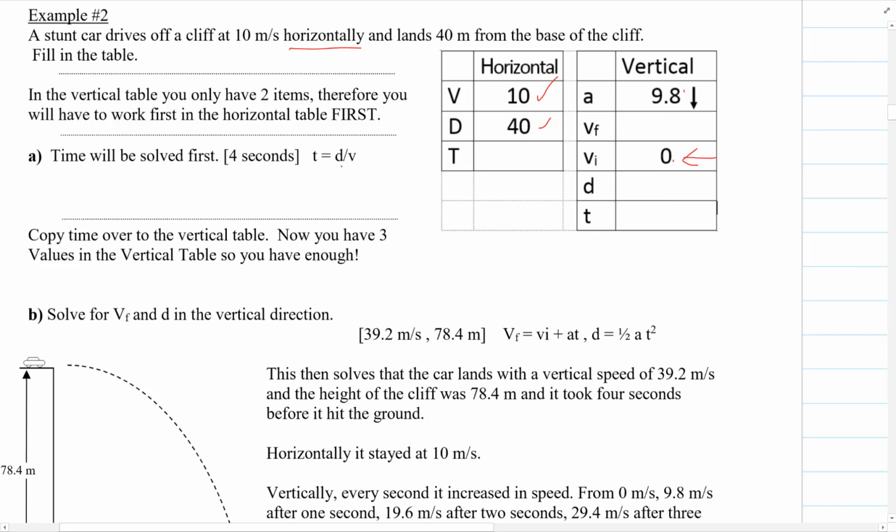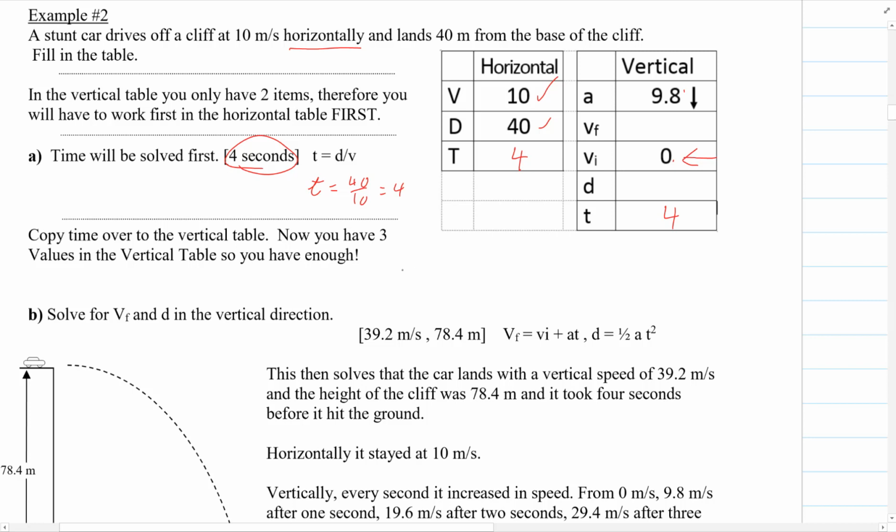So we solve for time, this one, and t is d over v. T is going to be 40 over 10, which is 4 seconds. My hint in square brackets is the answer, 4. Now we copy that 4 over to here. We now have 3 items in here. We can solve for the other 2. Okay, so solve for VF and then D.